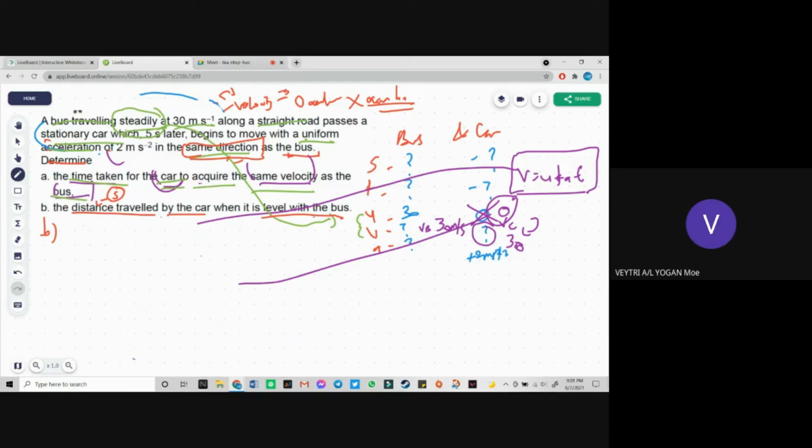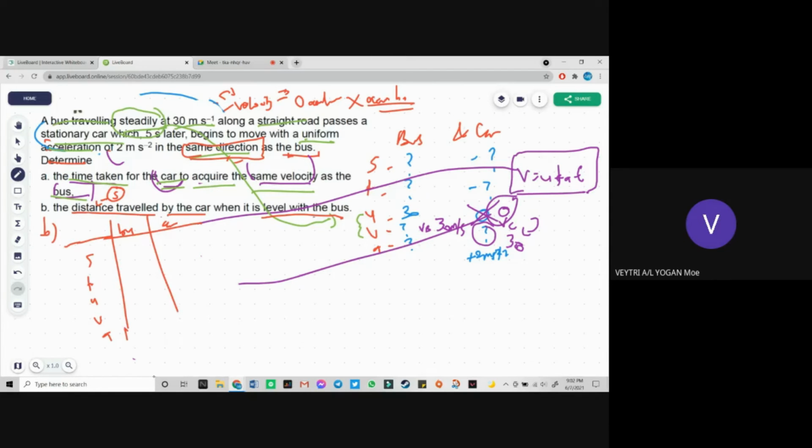Tadi dia cakap apa? To acquire same velocity. Tapi logically thinking kan, walaupun same velocity, bus lebih berat daripada car. So, at times, car will move more distance or further than the bus itself. Tapi tak apa, let's have a look at the question. The distance travel. Tadi, you guys know the SUVAT. Let's rewrite. You guys have to rewrite tau. Setiap kali dapat soalan like this, you guys just do a mini table macam ni. Let's write bus, car.